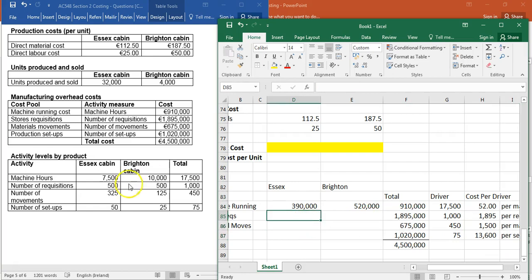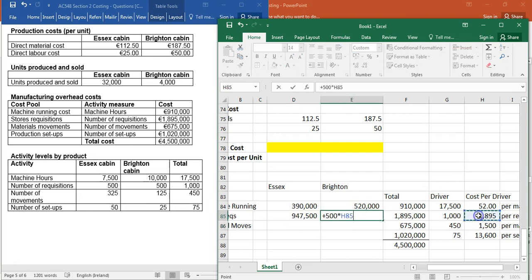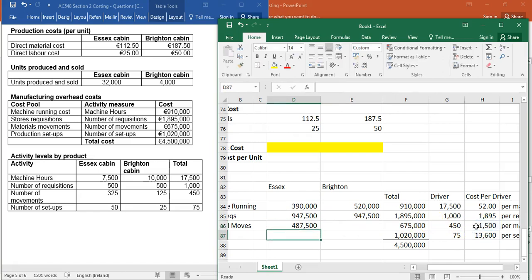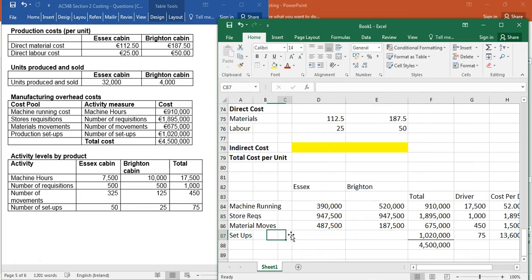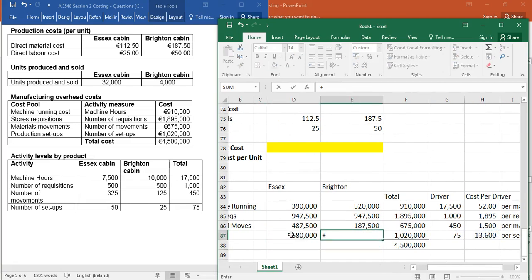Same for requisitions. It's actually half and half, so it should be easy to divvy up. We'll do it the longer way. It's 500 times 1895 per requisition, and it's 500 times 1895 per requisition. So it's just split half and half. Here it's 325 movements times 1500 and 125 times 1500. So we're still splitting the 675 just across 2. And finally then for the setups, 50 setups here times 13,600 and 25 setups times 13,600.